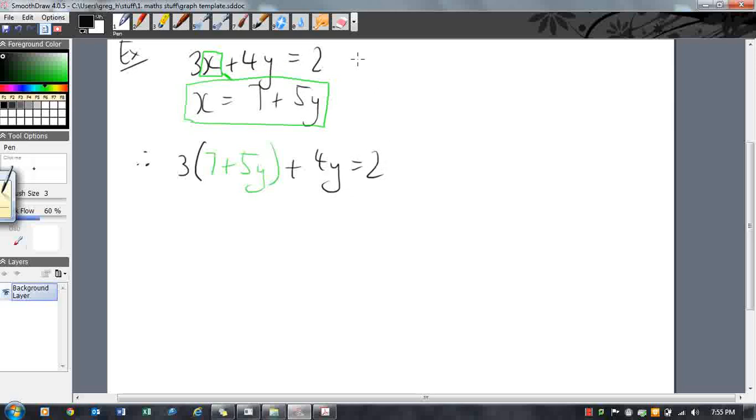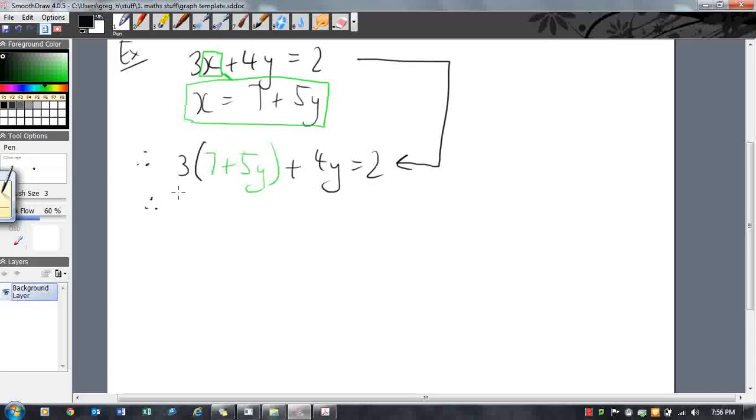Can you see what I've done? This is the important step. The rest is easy. All I've done is rewrite this equation with the x. I've substituted the actual value of x. X is equal to 7 plus 5y. I've put that into there instead of x. And that's it. Let's just solve this equation now.